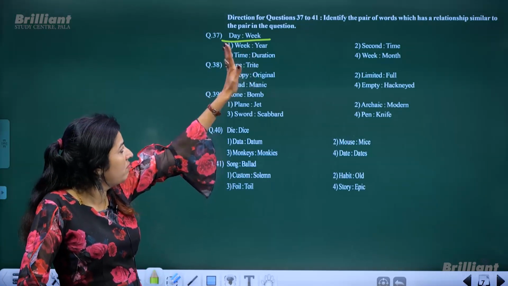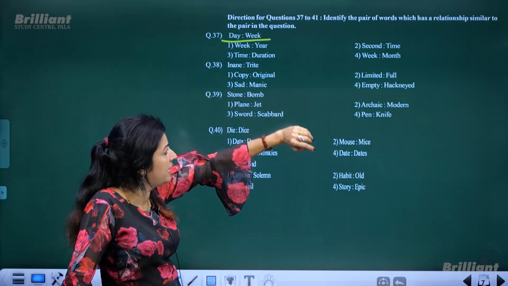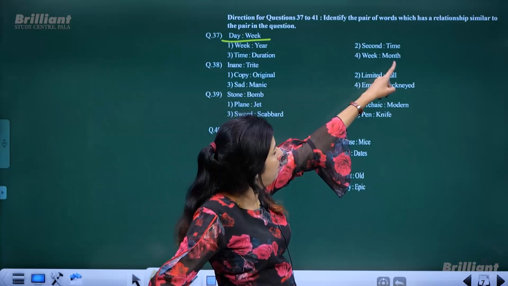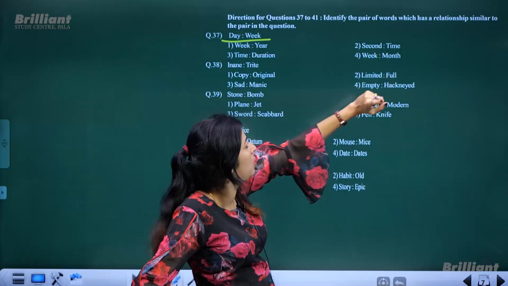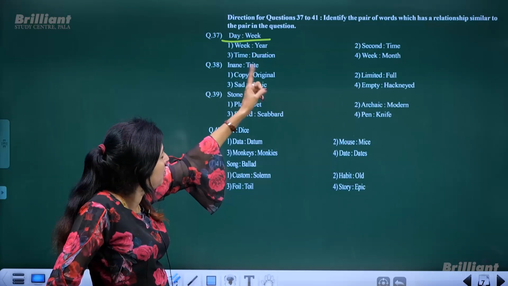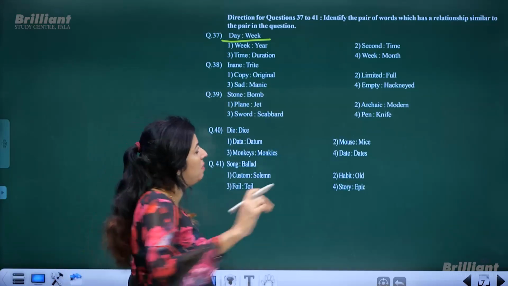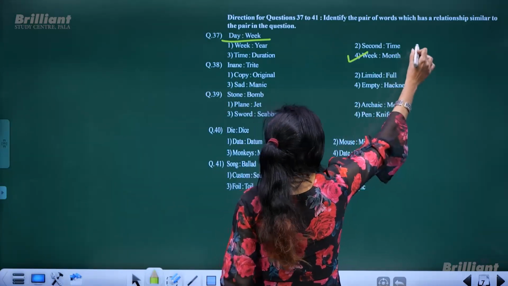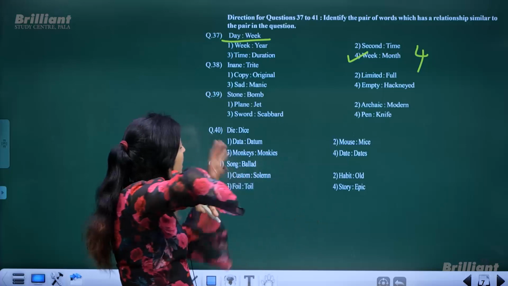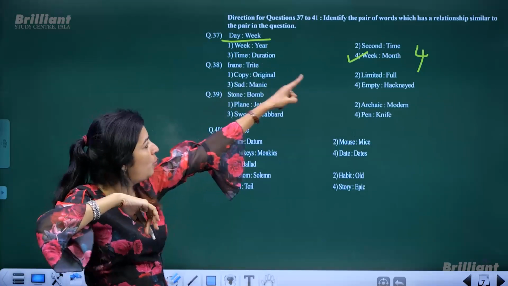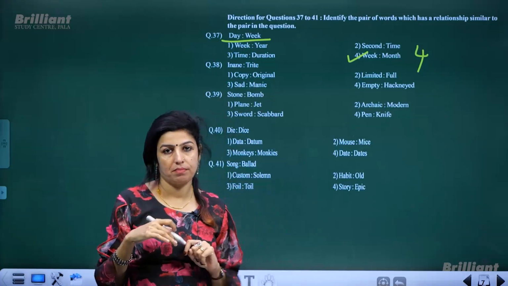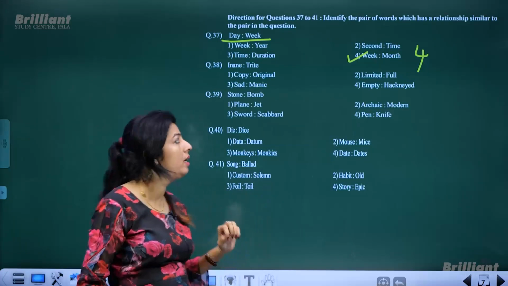Week and year, far-fetched connection, not close connection. Second and time, second and minute would have been taken, but not time in general. Time and duration, no way, but week and month, this could be taken. Fourth option. So just like days form week, weeks form month. Got it clear? That's the connection.